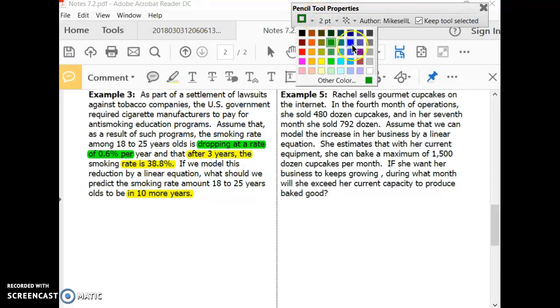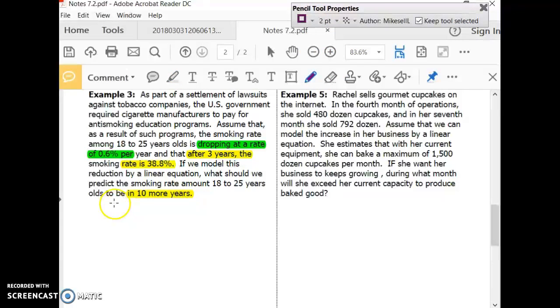So, important pieces that they tell us already. I know my slope because it says dropping at a rate of 0.6 per year. Dropping, so that's my rate of change, negative 0.6%. So I know this. After 3 years, if I put in 3 years, I should get 38.8%. Okay? So this is the thing.